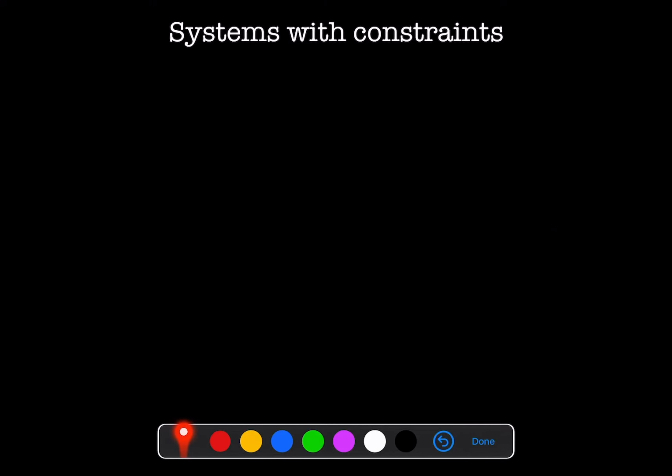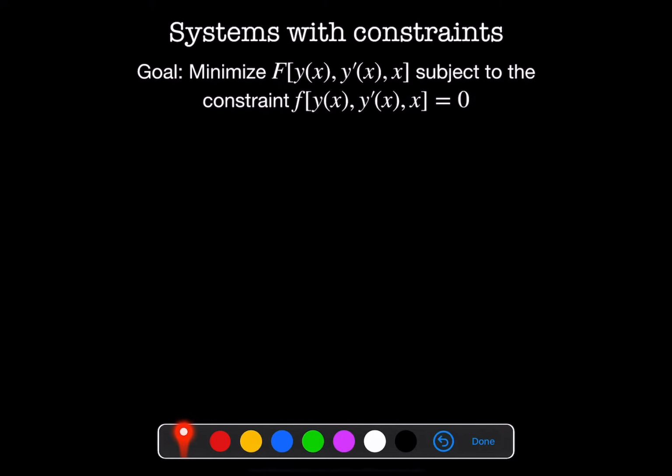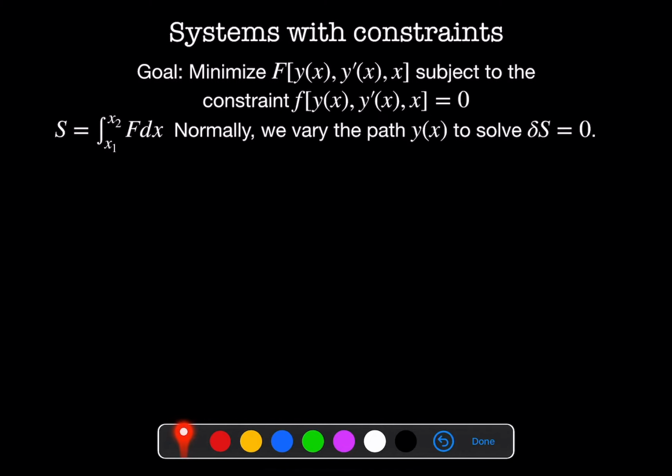If we want to solve this using the framework of Lagrangian mechanics, let's have a look at this constraint. What we want to do is minimize some functional F of y of x, y prime of x, and x, subject to some constraint, let's say f of y of x, y prime of x, and x is equal to 0. Here we've phrased the constraint itself also as a functional. For our original problem, we define our action as the integral from some position x1 to some position x2 of F dx. Normally what we would do is we'd vary the path y of x and solve delta S is equal to 0. So that's how we approach problems like this in general.